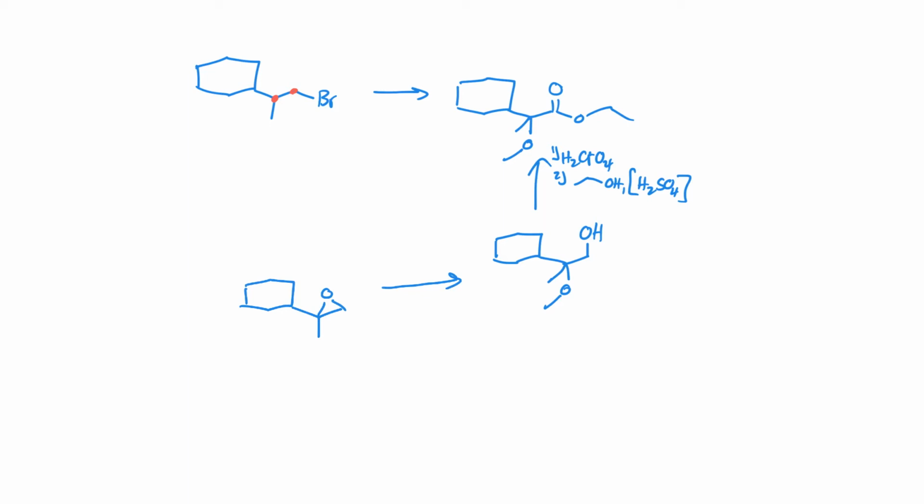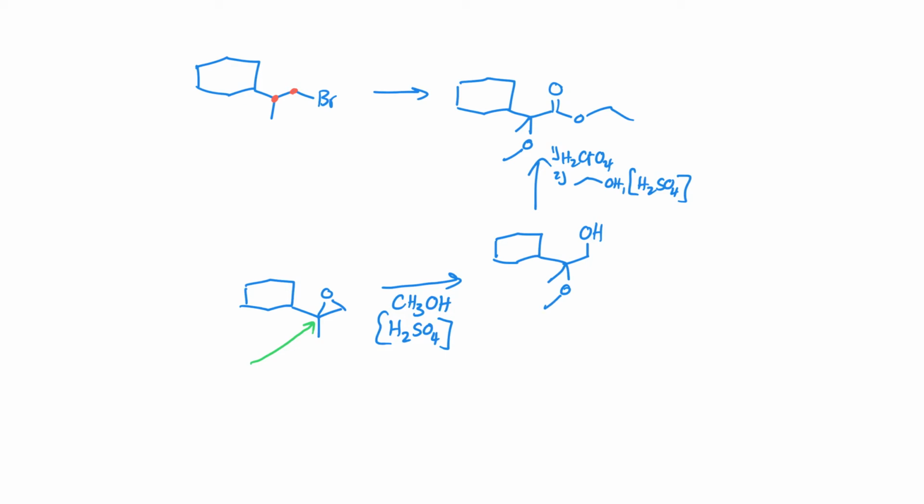Could I ring open at this position with a methoxy or maybe methanol? I think under acid catalyzed conditions we can ring open at the tertiary site, leaving us with the primary alcohol on the end and the new methyl ether right here. So I think that's a good strategy.